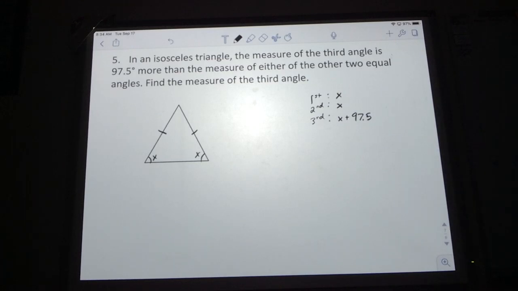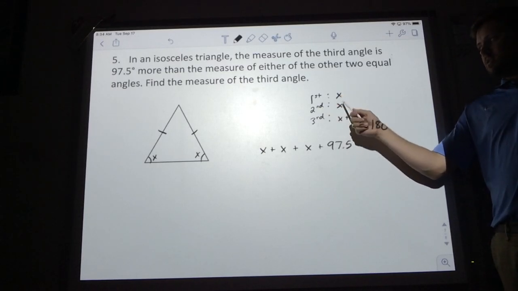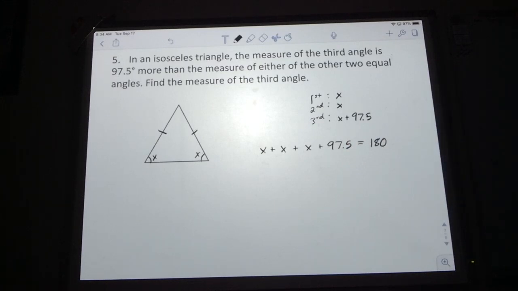So we know that the total of these, so that is X plus X plus X plus 97.5 equals 180. Also, you can combine like terms as you write down this first step. So if you see this, you can do 3x's plus 97.5 equals 180. Okay? So that is 3x plus 97.5 equals 180. Subtract 97.5 from both sides and then divide by 3.